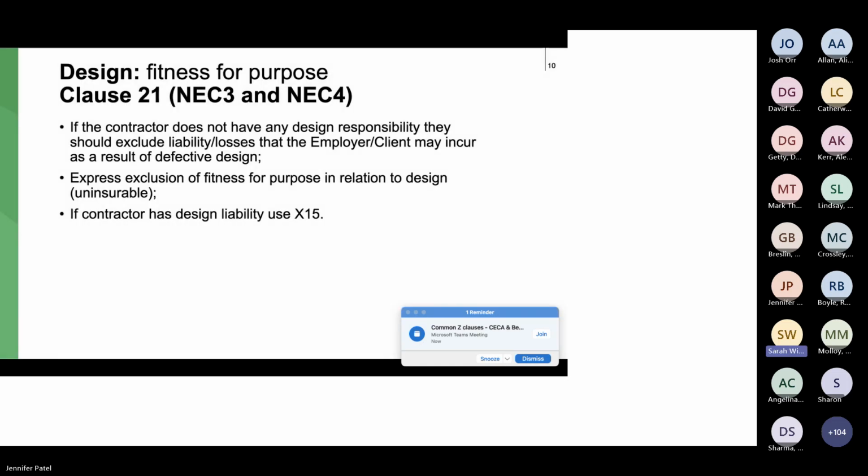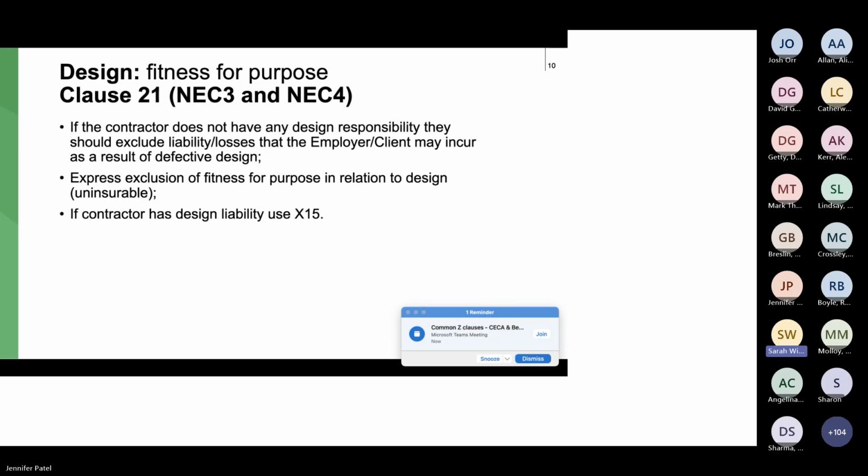Okay, so design, primarily fitness for purpose, which hopefully everybody knows. This comes with red flashing lights to avoid. For design, the normal standard of care is reasonable skill and care. Fitness for purpose is a higher standard. It's not covered by the professional indemnity insurers, so there won't be insurance cover for it.